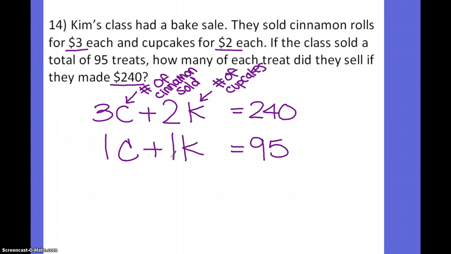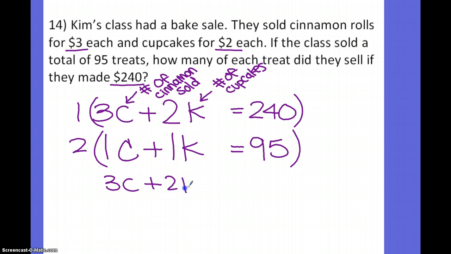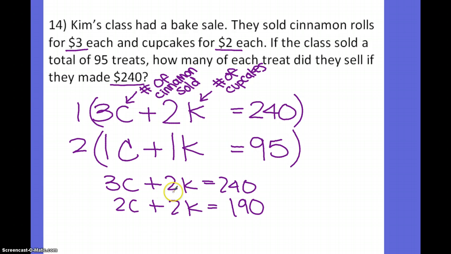We could either multiply the top by 1 and switch 1 and 3, or switch 1 and 2. I'm going to multiply the top by 1 and the bottom by 2. So we have 3C plus 2K equals 240 and 2C plus 2K equals 190. Now we have 2's, but I need one of those 2's to be negative, so I'm going to change the signs on the bottom equation. Now I can add these together.